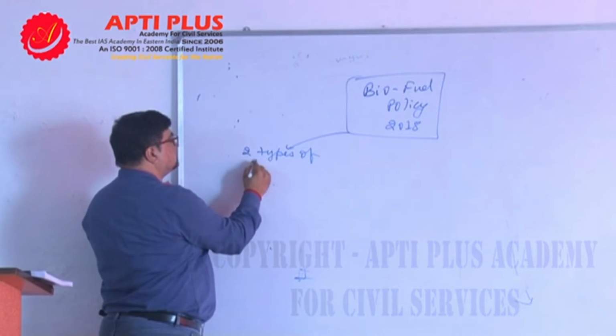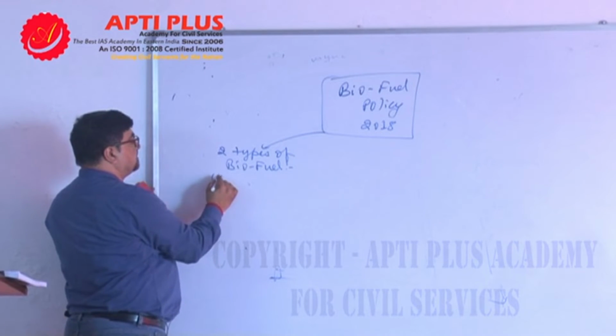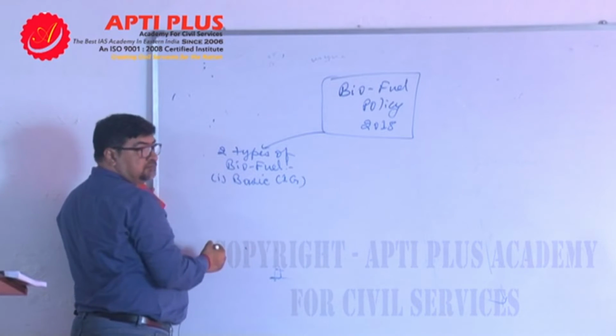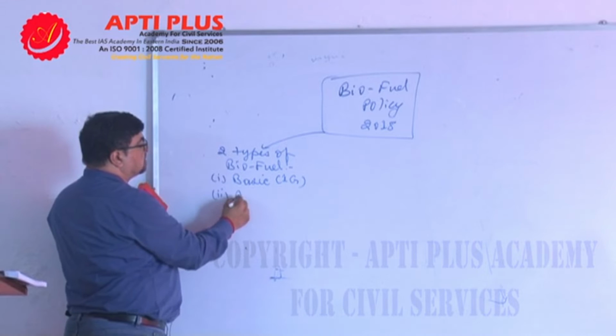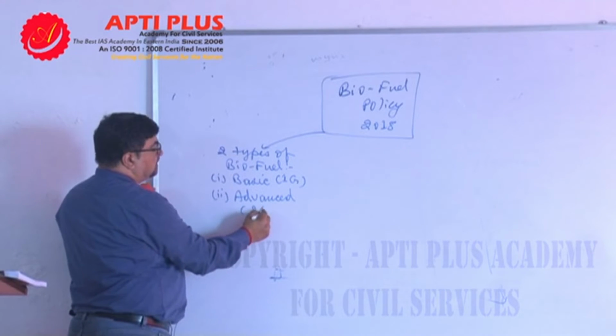I have used that word in the classroom there. There are 2 types of biofuels. Basic biofuel, that is called first generation, 1G. And second is the advanced biofuel. Advanced is 2G and 3G.